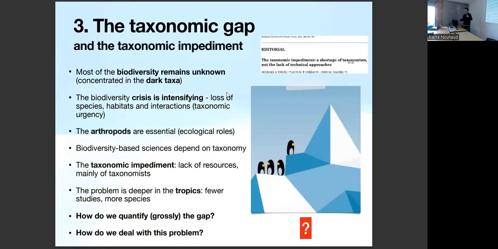Well, so this was the fast introduction I had about the parasitoids. Now I would like to say a little bit more about the taxonomic gap and taxonomic impediment. I guess most of you know about it, so I don't need to get into much detail. I just need to say that the taxonomic gap is really huge, and we have the biodiversity crisis, and this makes the necessity of studying the taxonomy of many groups much more important. And we have all these dark taxa, including the parasitoids, that need more effort than ever. And then on the other side, we have the taxonomic impediment.